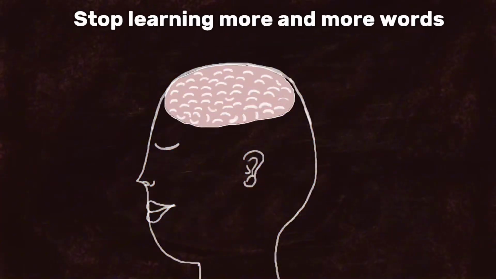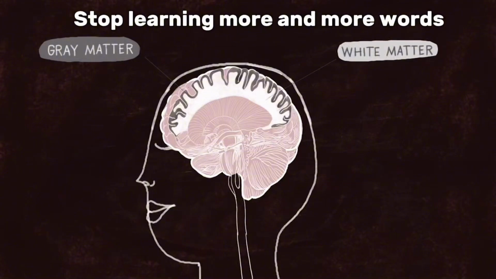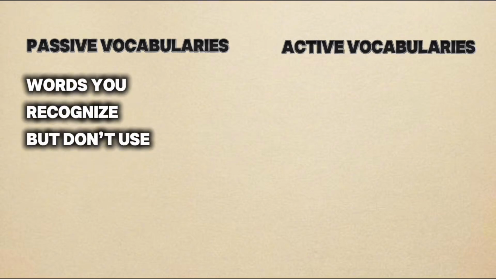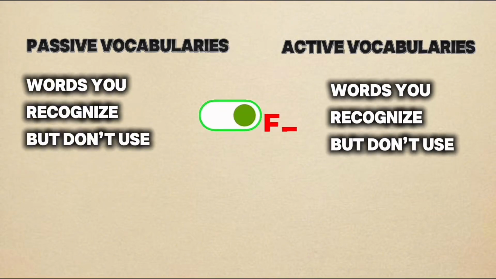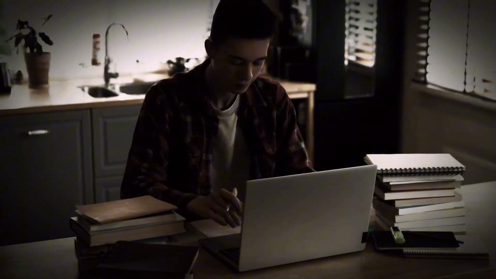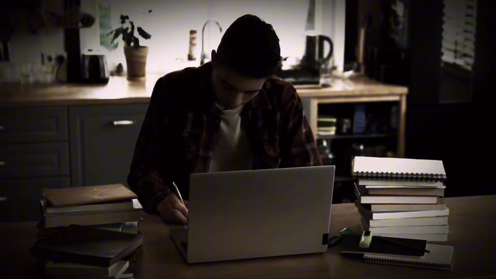Stop learning more and more words. Here is an important truth. You don't need to know every word in the English language. Focus on converting the passive vocabulary, words you recognize but don't use, into active vocabulary, words you can confidently use in conversations. For example, instead of learning 20 new words today, focus on 5 words you already know and practice using them actively.